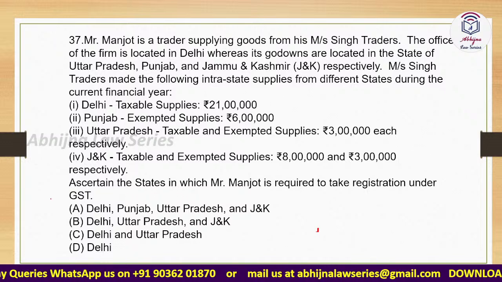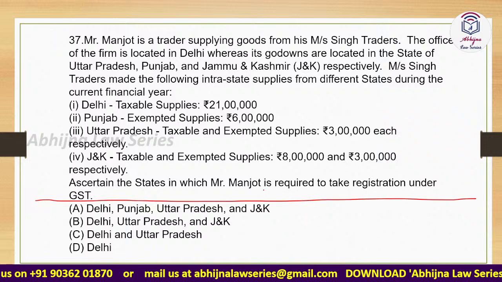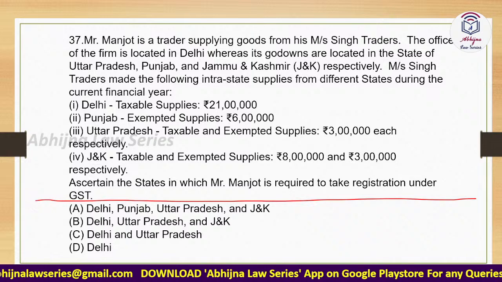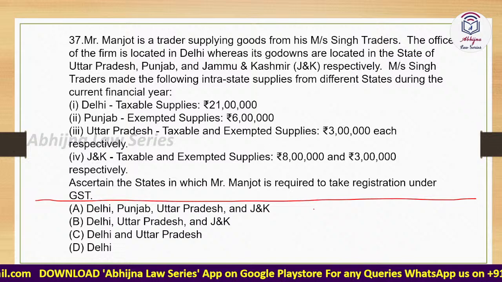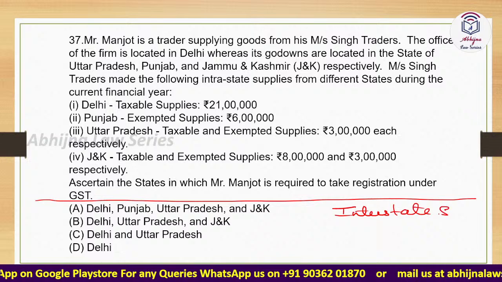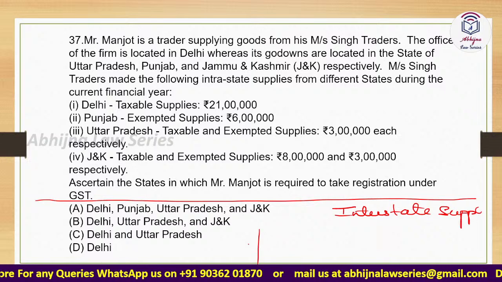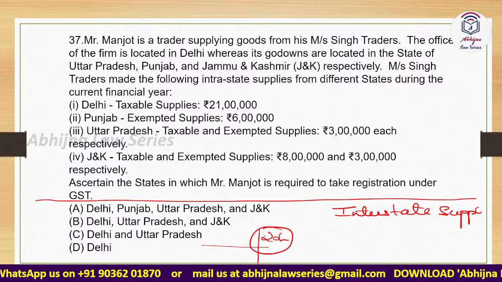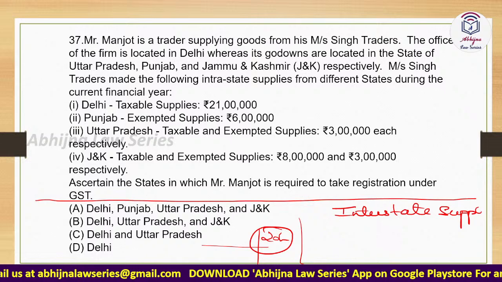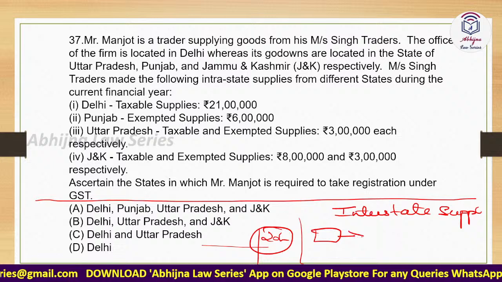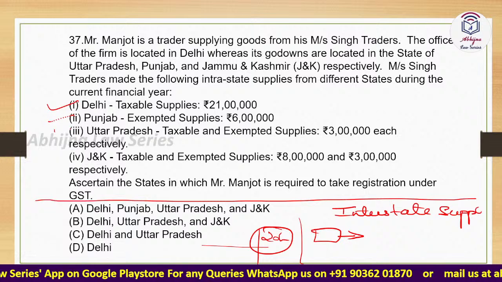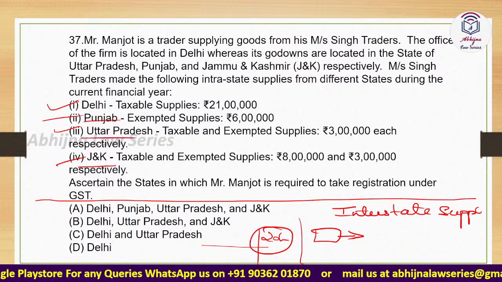Okay, this is a question regarding GST. Let me tell the gist of this question, because reading the entire question wouldn't sound good. The question is relating to GST interstate supply. Say a person has to register if his turnover crosses 20 lakh, right? But sometimes, if he is dealing interstate, then also he may have to register, first of all in his state. Here we can see that he is dealing in Delhi, Punjab, Uttar Pradesh and Jammu and Kashmir. In 4 states he is dealing.